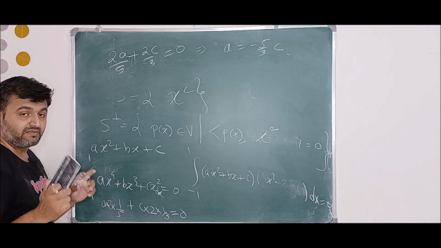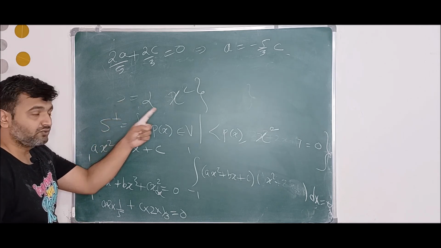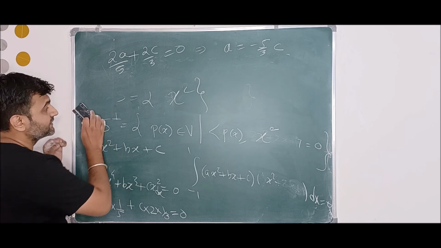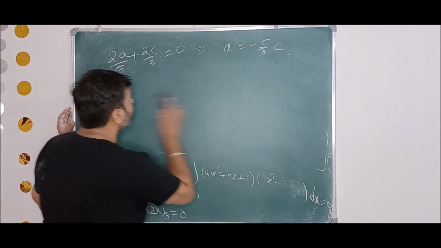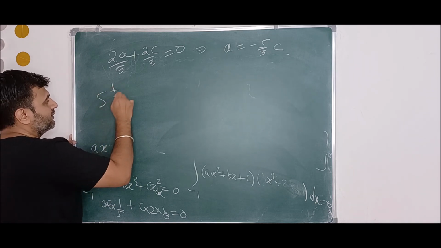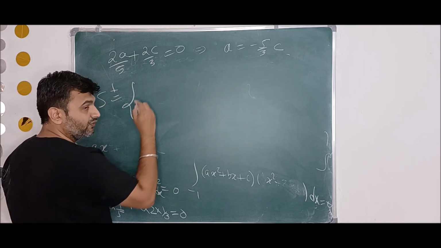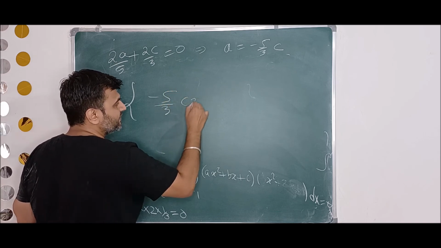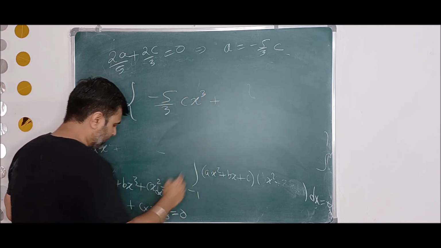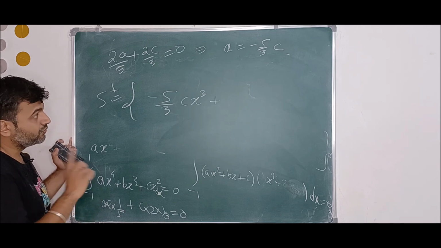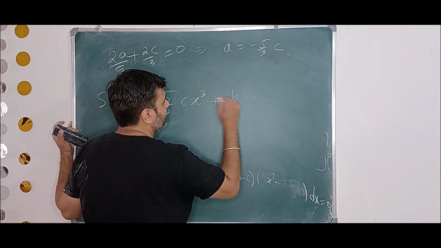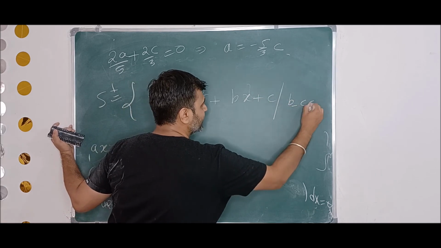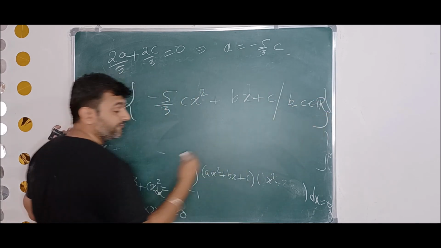Again, you recall dimension of V is 3. S has only one vector. Therefore, S perp should have two linearly independent vectors. Okay. So what do you have? You get S perp, which was P of x. What is your P of x? Ax square plus bx plus c. Your a is minus 5 by 3 c, so x square coefficient is minus 5 by 3 c. Did we get any condition on b? No, there is no condition on b. So P of x is minus 5 by 3 c x square plus bx plus c, where b and c are real numbers.